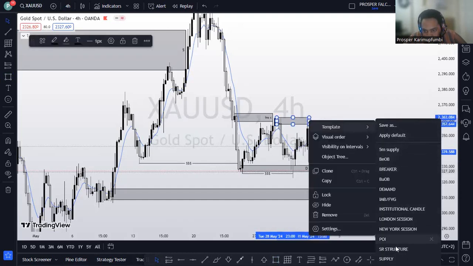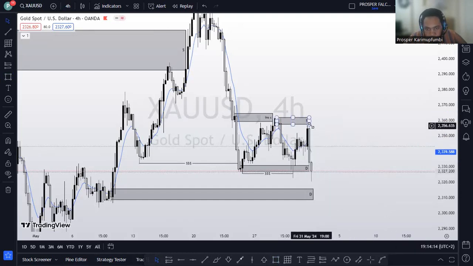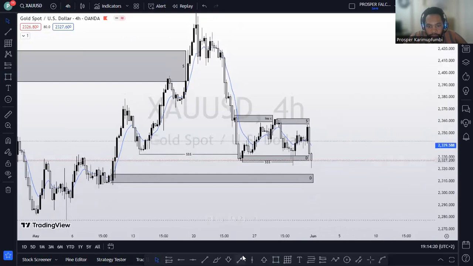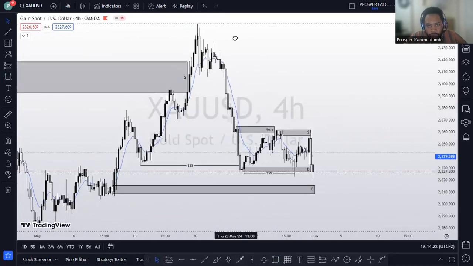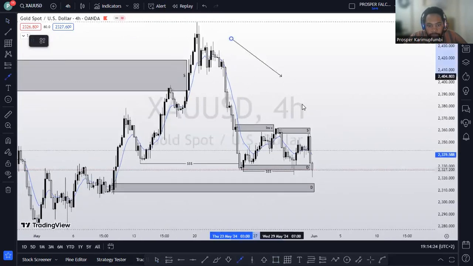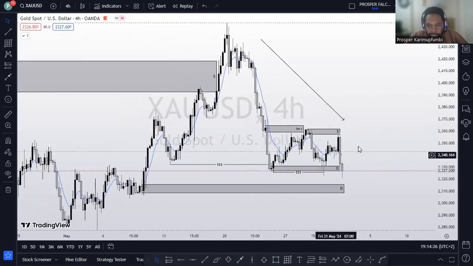and then give a bearish movement, aligning with the order flow. So this is the sell that we're actually expecting.